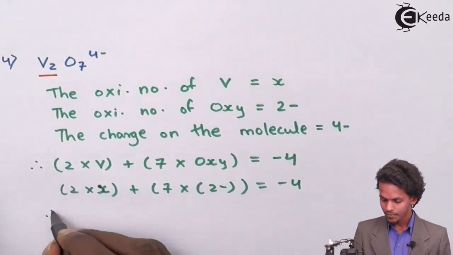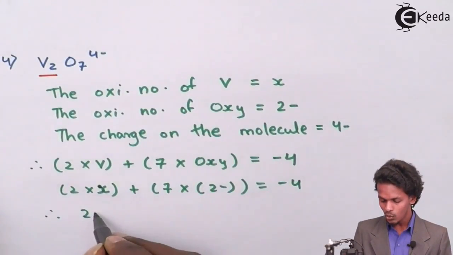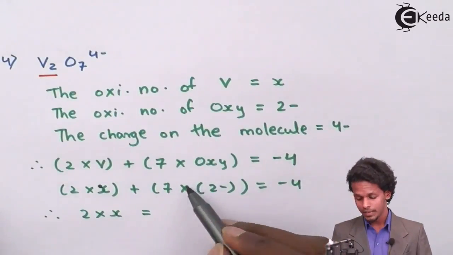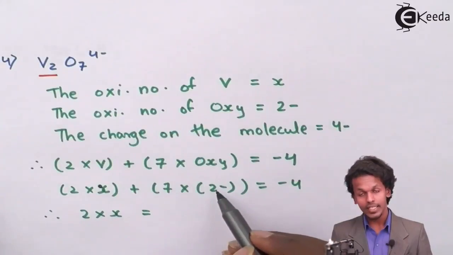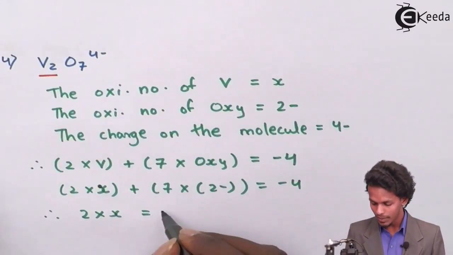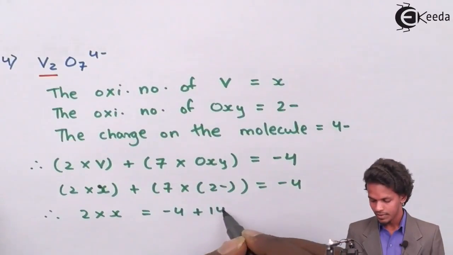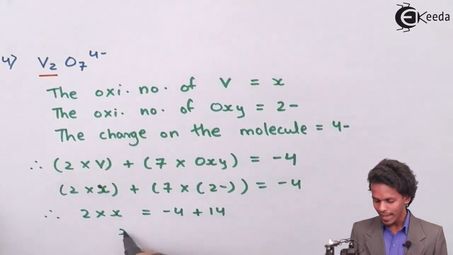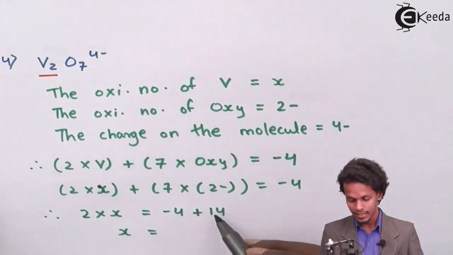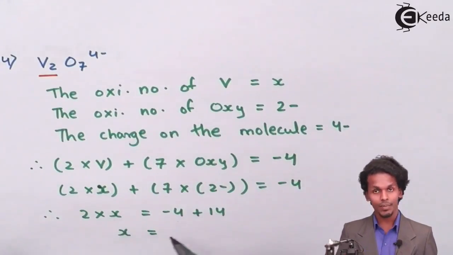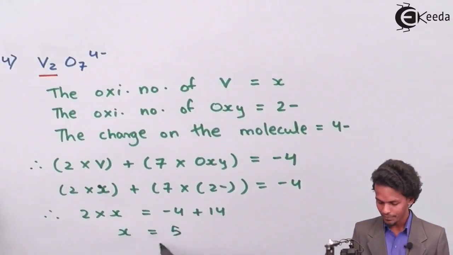So therefore 2 into x, this minus 4 will be added with the 14. So therefore this will be 10, and the value of x that is being found, that is 14 minus 4, that is 10, and this 10 divided by 2 is nothing but 5.